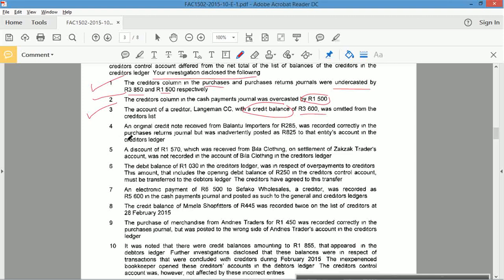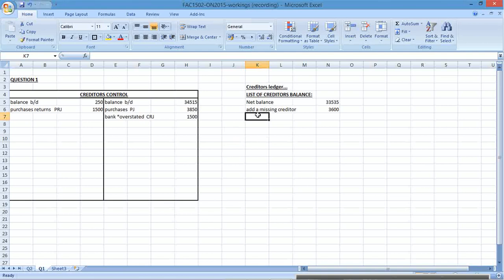Next, number 4. An original credit note received from B for 285 was recorded correctly in the purchases returns journal, but inadvertently posted as 825 to that entity's account in the creditors ledger. So the ledger is wrong. So fix the ledger. Incorrect total. This is 0.4.